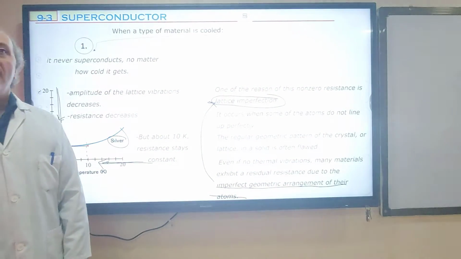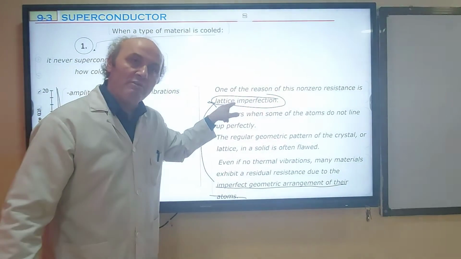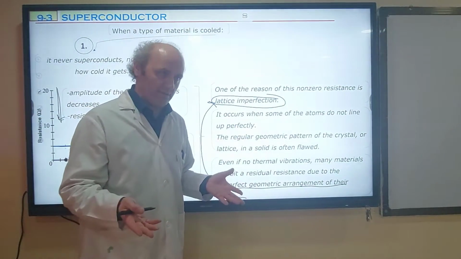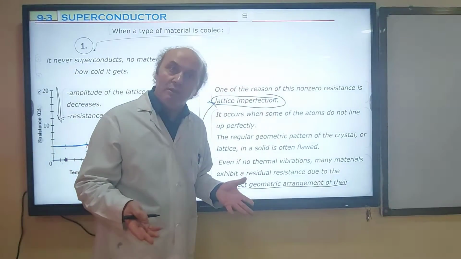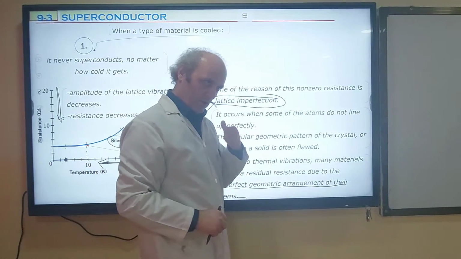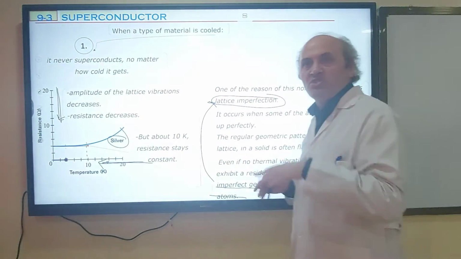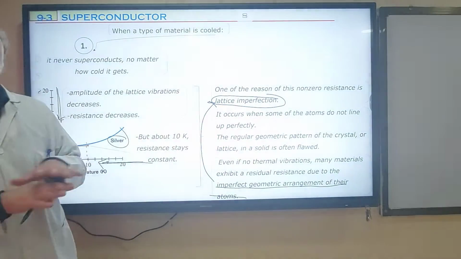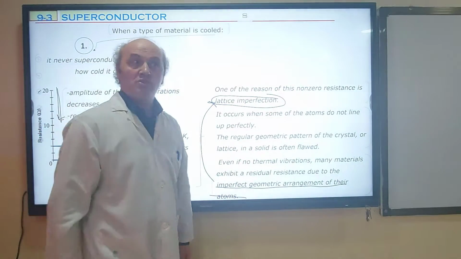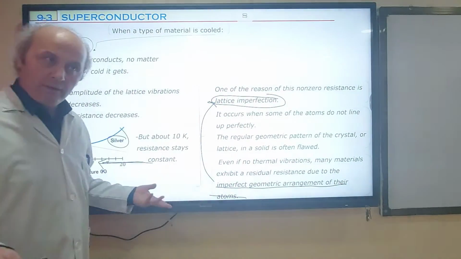Silver exhibits a residual resistance because of what? Lattice imperfection. What is lattice imperfection? Imperfect geometric arrangement of the atoms of a solid, and electrons still collide with those atoms which are not lined up regularly. Okay? This is how and why some solids still have resistance even if you cool them down to 0 Kelvin, at which no vibration. But some substances superconduct, they become zero resistance. How? Now we will explain that one as well.